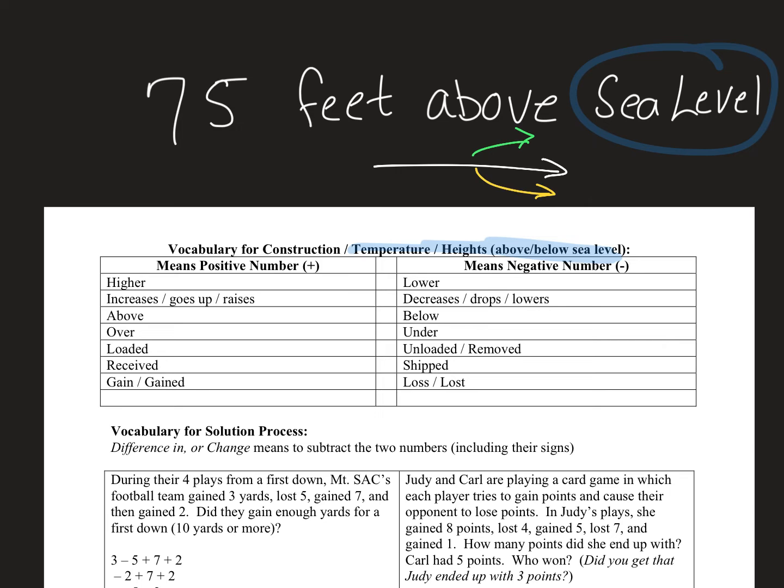All right, so again, above is going to be up above sea level, which means this is going to be a positive 75, but we don't write the positive. So please fill in 75 in your next blank on your Google form.